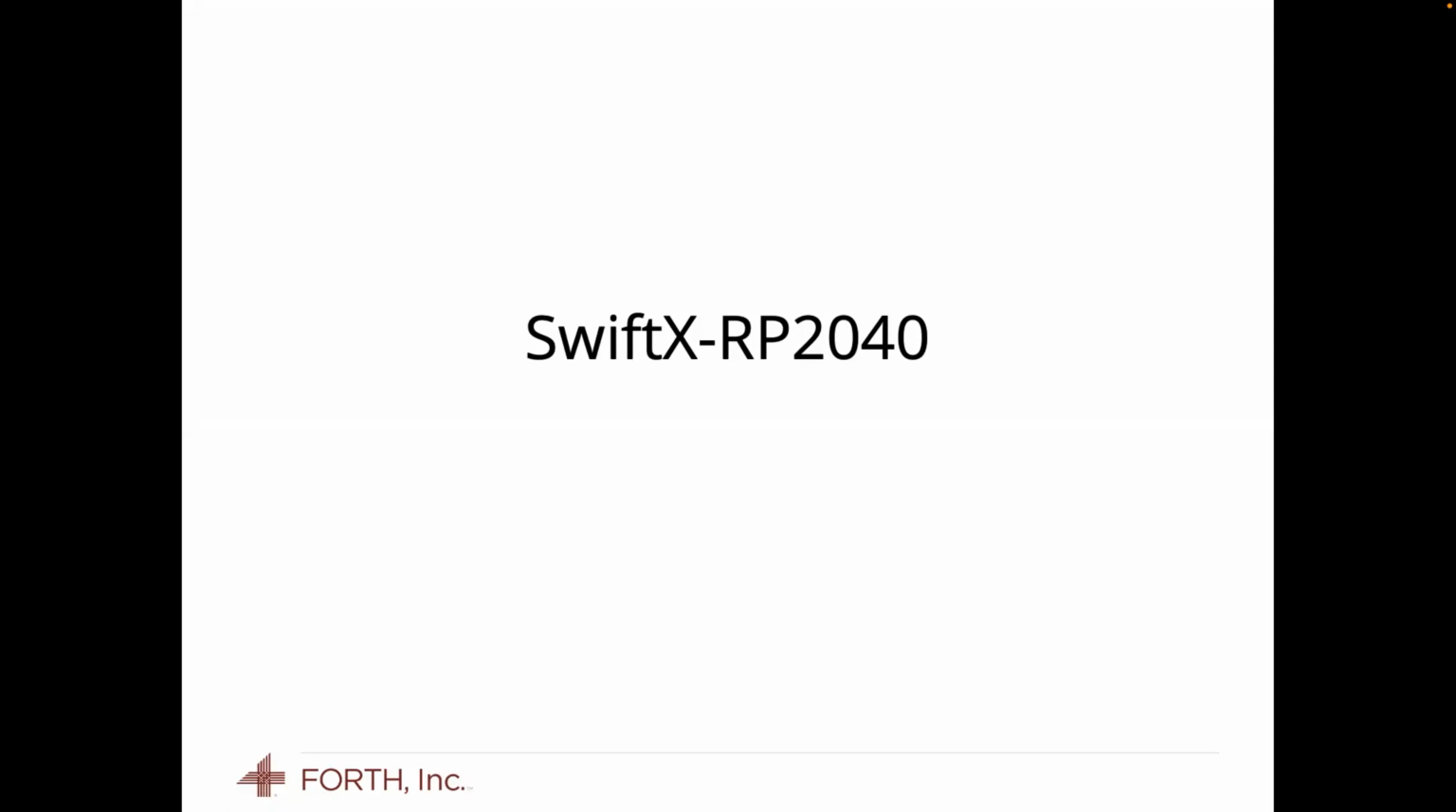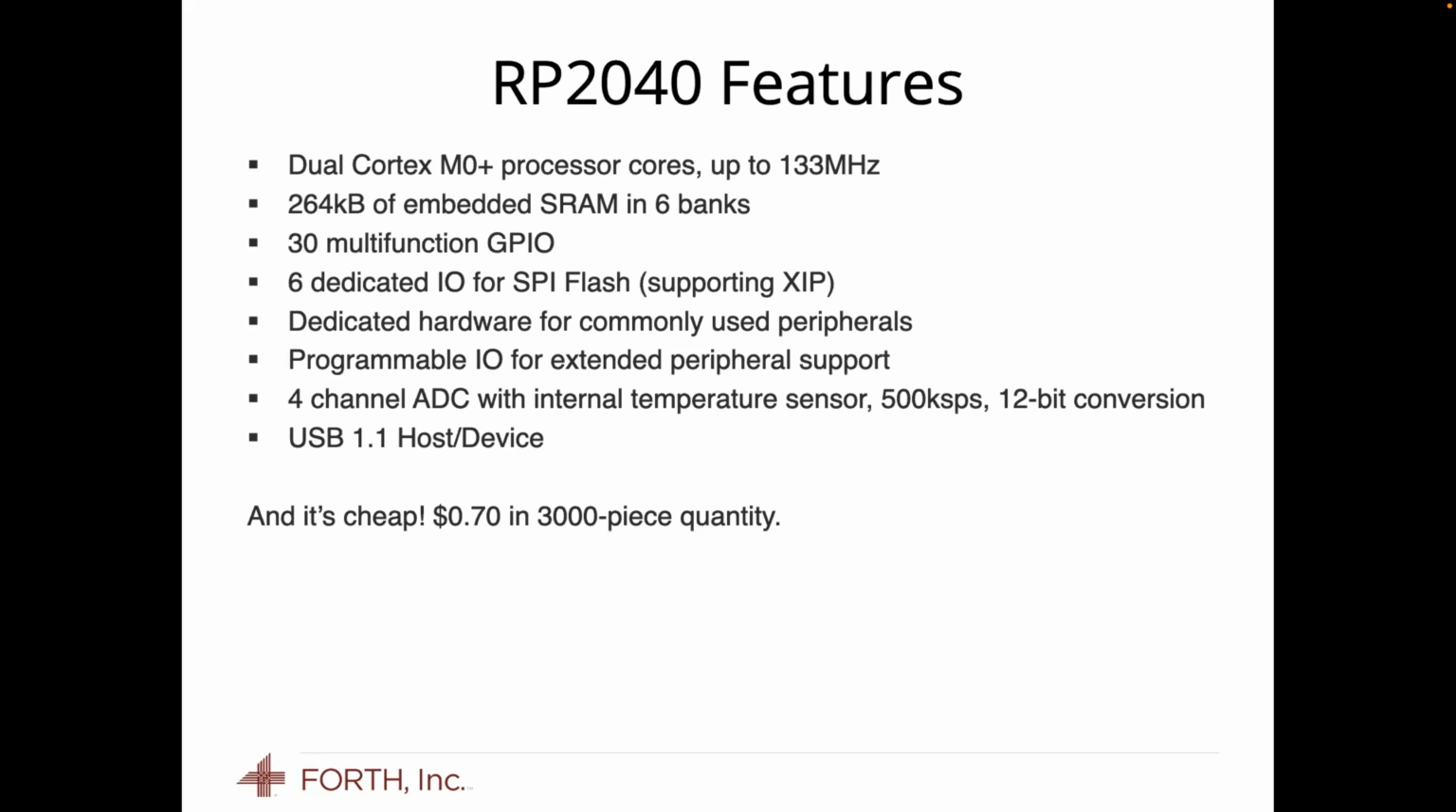Somebody came to us recently and asked us to do a port of our SwiftX for the Raspberry Pi RP2040. We actually had a couple people ask about it, but someone's really going to use it. They're going to use a whole bunch of them. The RP2040 is a dual Cortex M0 Plus. It's a dual core. It runs at a clock speed of up to 133 megahertz.